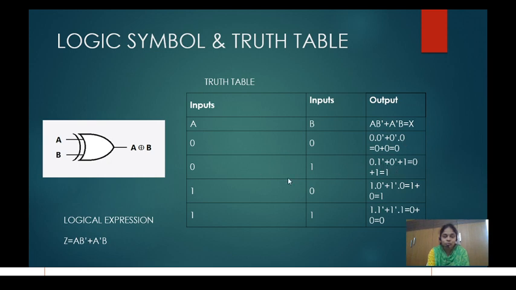0 1, the output will be 1. 1 0, the output will be 1. 1 1, the output will be 0. So when both the inputs are the same, the output will be 0. In remaining cases, the output will be 1. So the expression can be represented as Z is equal to A B bar plus A bar B, or it can also be read as A B complement plus A complement B.